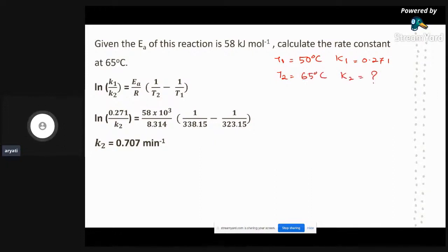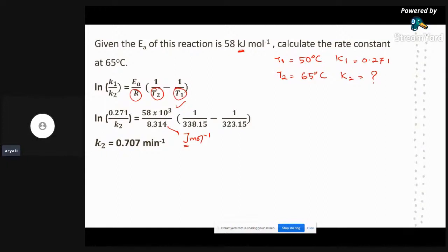So by using the formula ln K1 over K2 equal to EA over R, 1 over T2 minus 1 over T1. So masukkan nilai. So okay, the value for R is 8.314 and the unit for R is joule per mole. So since the unit for R is in the unit of joule, so given the value of EA is in the unit kilojoule, so you need to convert kilojoule to joule. So the value of EA 58 kena times 10 for the power of 3. Okay, the value of temperature for each T1 and T2 you need to convert to Kelvin.